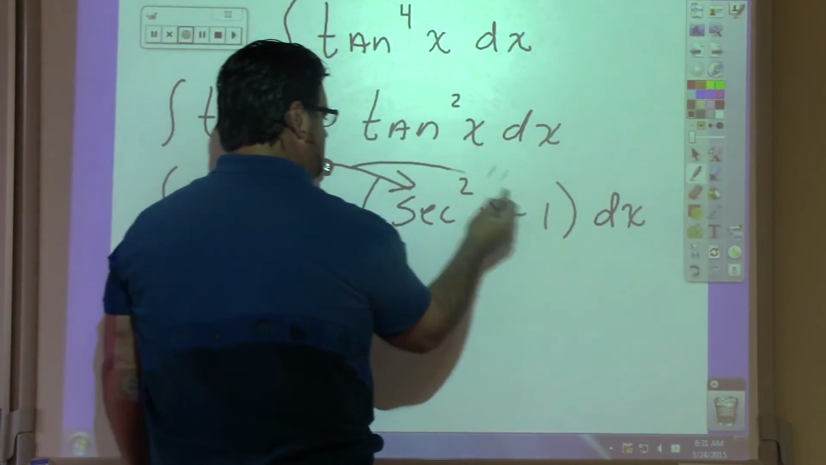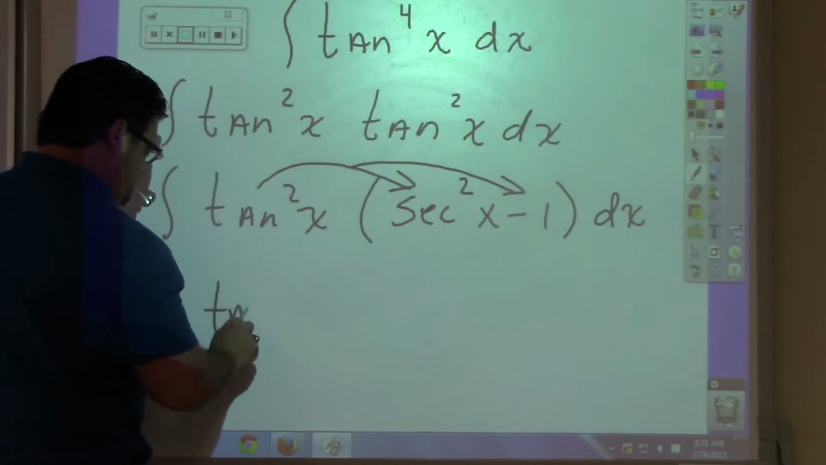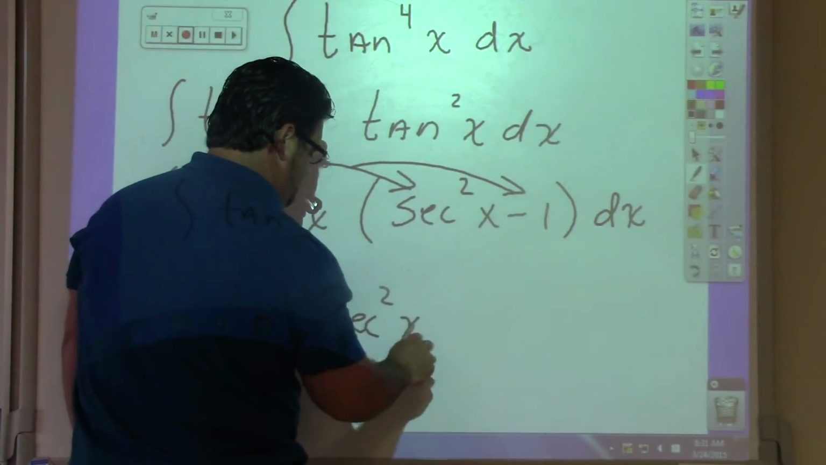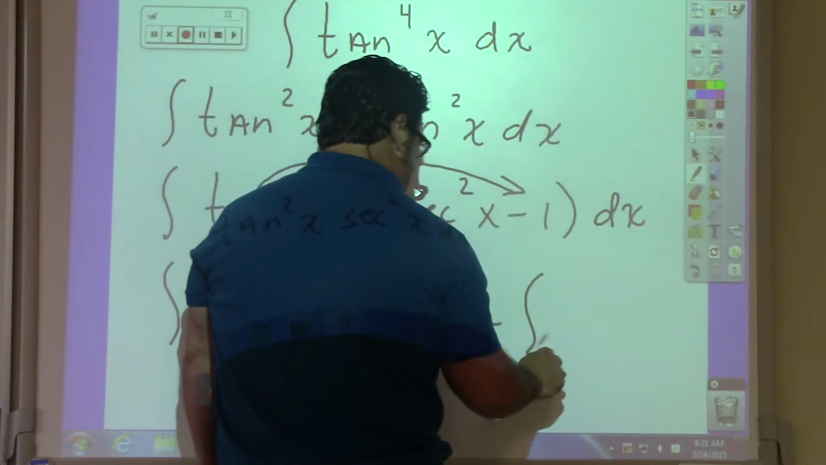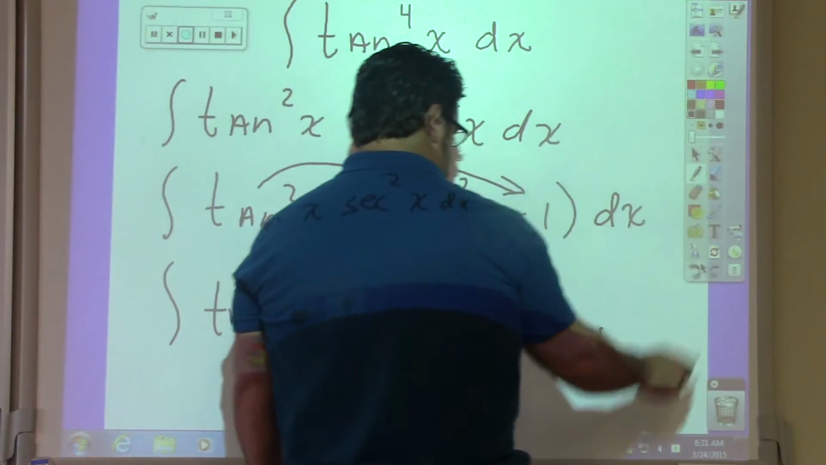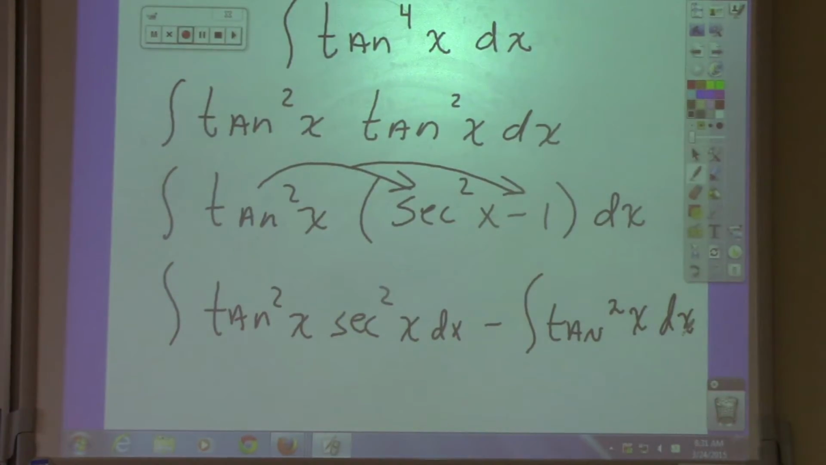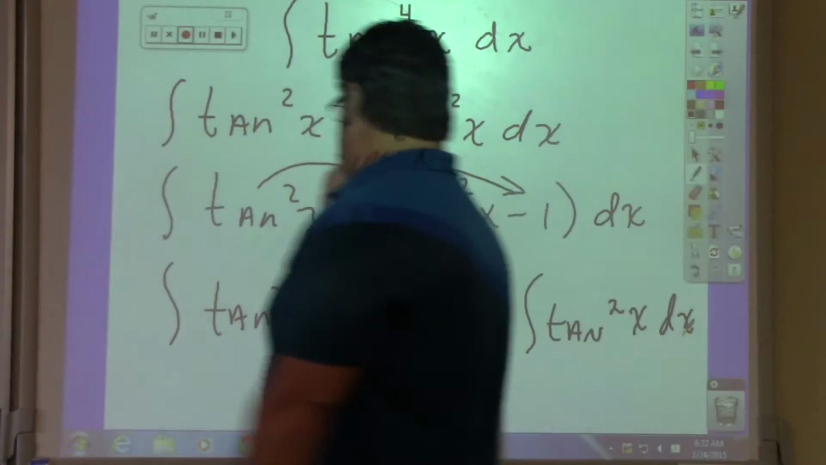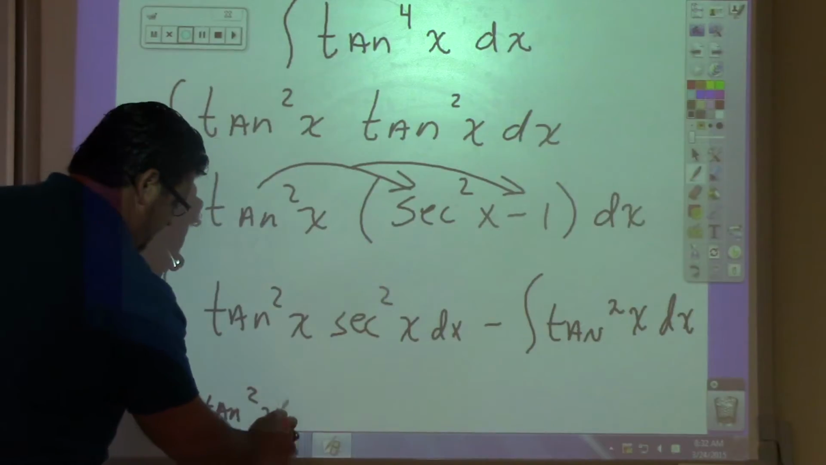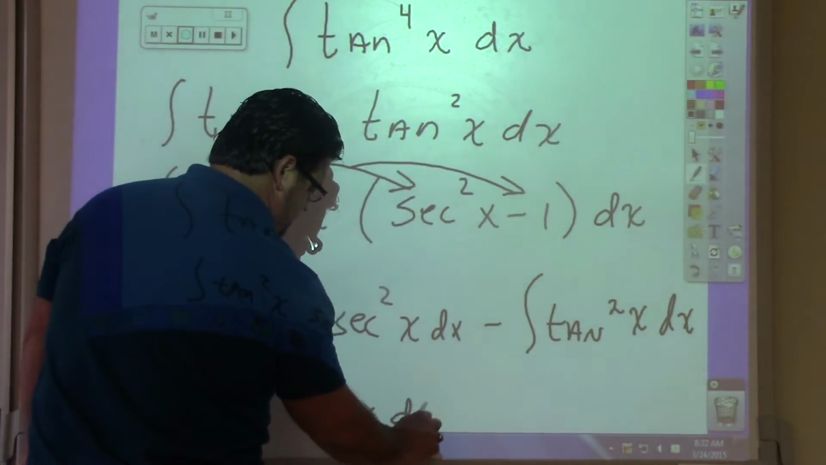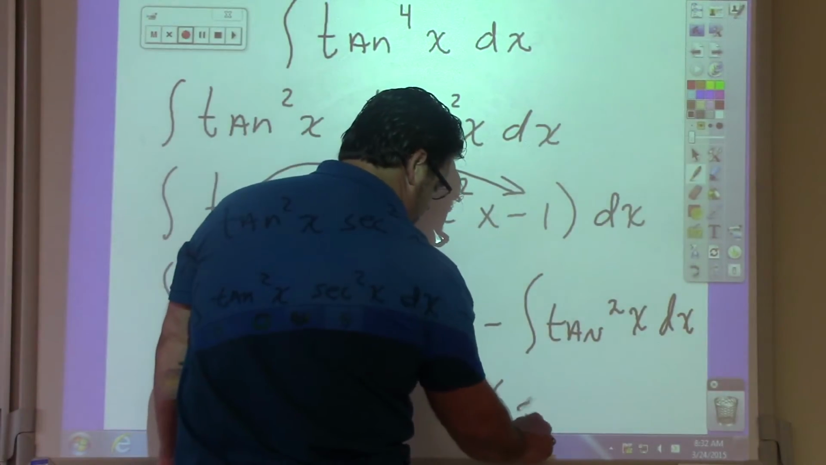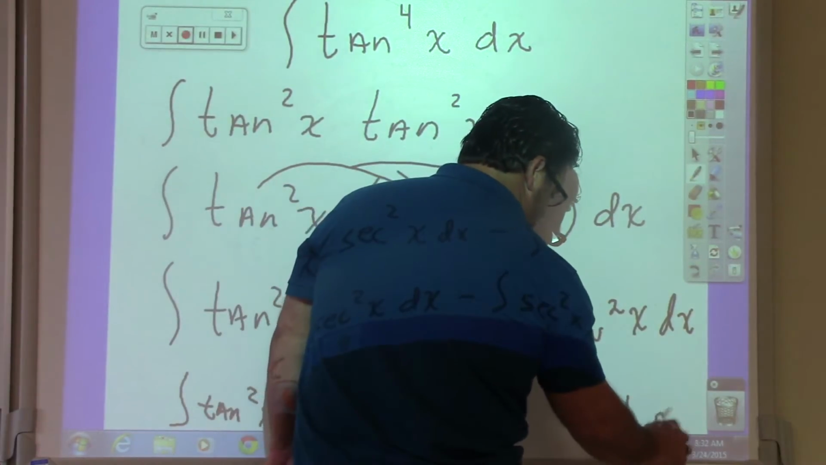And now you can distribute the tangent squared. You get the antiderivative of tangent squared of x, secant squared of x dx, minus the antiderivative of tangent squared of x. And of course you can turn that tangent squared into secant squared minus 1 again. So you'll get tangent squared of x, secant squared of x dx, minus secant squared of x minus 1 dx.